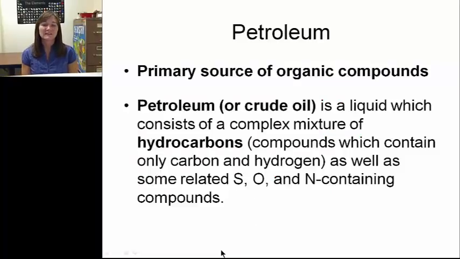All right, so a little bit about petroleum. Petroleum is the primary source of the organic compounds we have. Petroleum, which is also called crude oil, is a liquid which consists of a highly complex mixture of hydrocarbons. Now, hydrocarbon is a word I want you to memorize. I kind of wish I had it bolded and underlined on your notes. I want you to know that hydrocarbons are compounds that contain only carbon and hydrogen. So petroleum is a mixture of a whole bunch of different variations of hydrocarbons, as well as some related sulfur, oxygen, and nitrogen containing organic compounds.